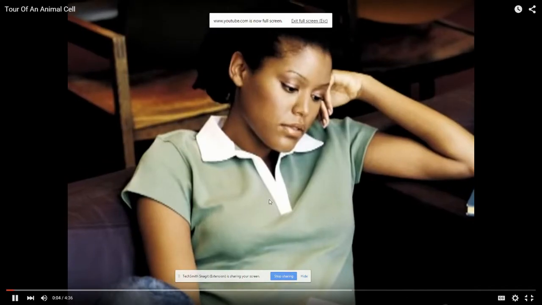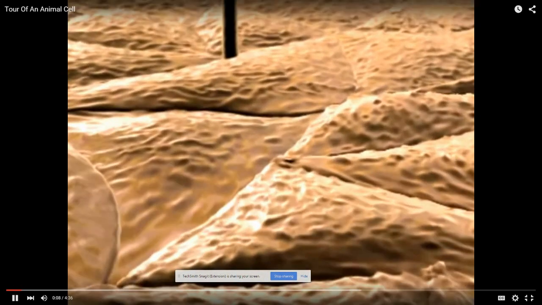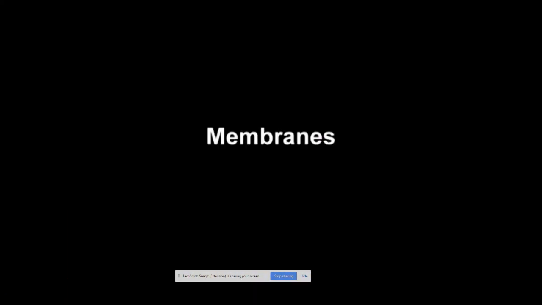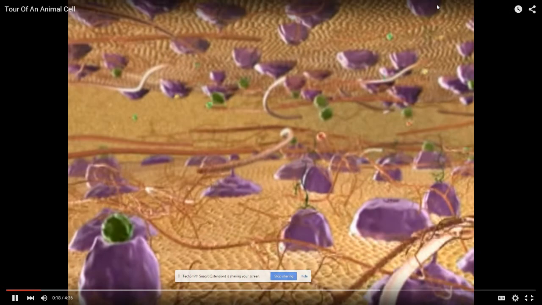Even if you're just studying, a lot of work is going on in your cells. Let's zoom down and check it out. We've arrived in the space between two cells.